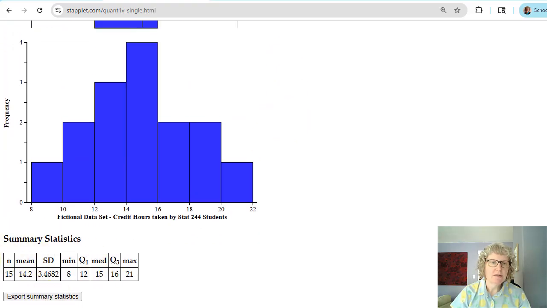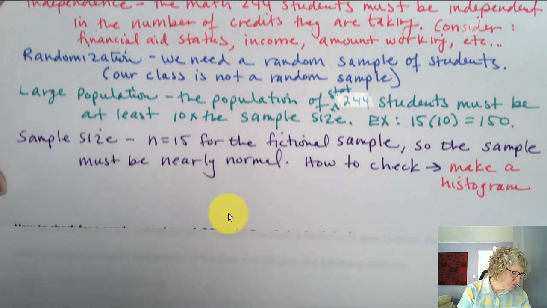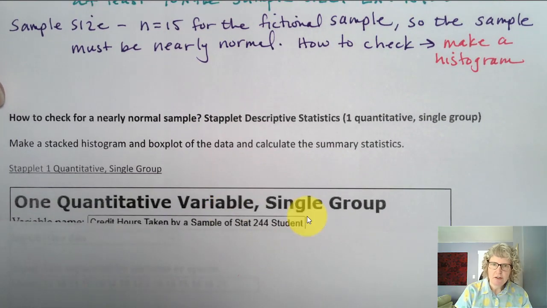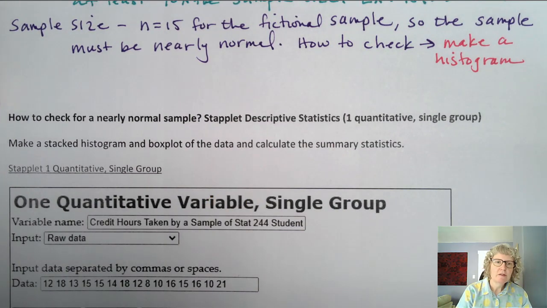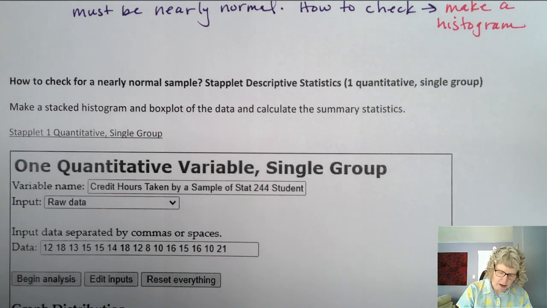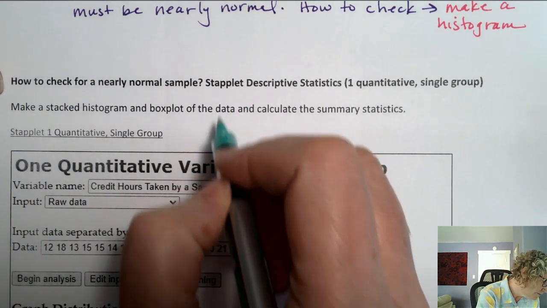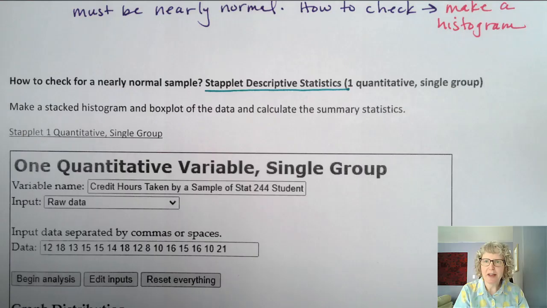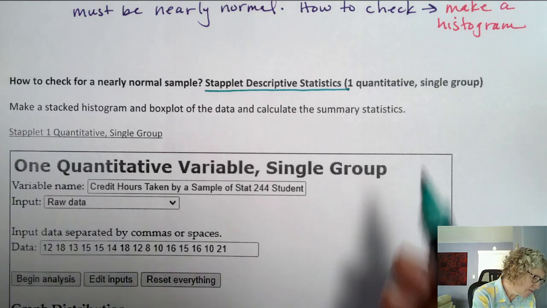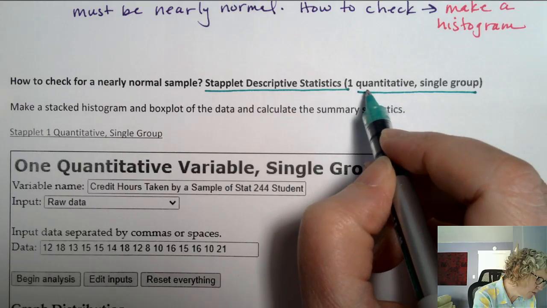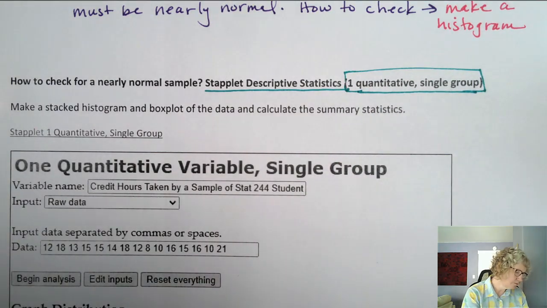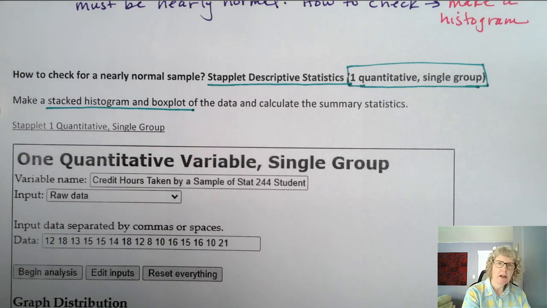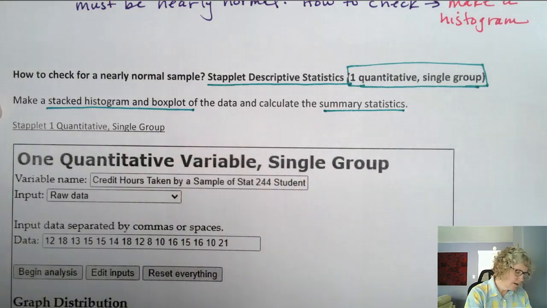And you can see there's some inference options down below that we'll get to. Okay, so I've got, by the magic of technology, a screenshot of that. So essentially we're going back and reviewing some descriptive statistics that we haven't used since 243. So one quantitative single group is on Staplet there. We want to do a stacked histogram and box plot and calculate the summary statistics.